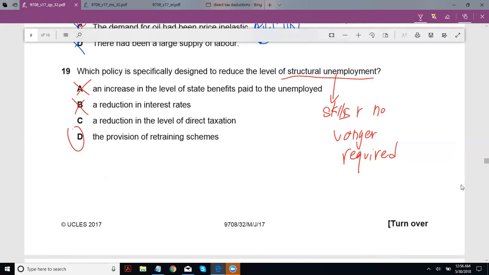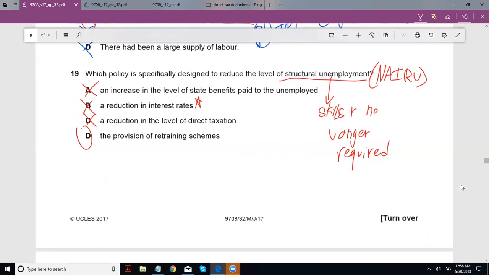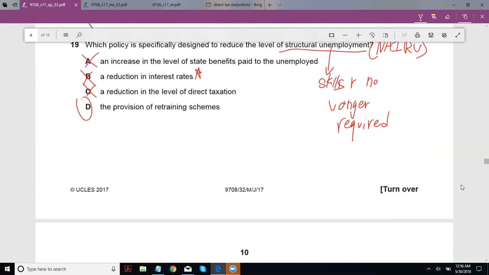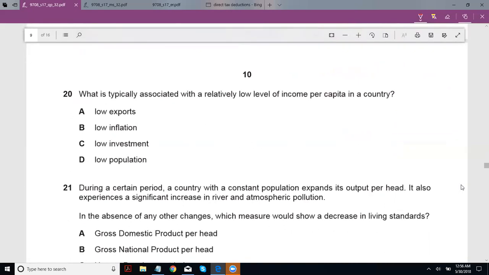If you reduce interest rates, reducing interest rates would perhaps reduce other forms of unemployment, because it is an expansionary policy. But structural unemployment is part of your non-accelerating inflation rate of unemployment, NAIRU, your natural rate. So your natural rate can only be changed by supply side policies. It can't be changed by both of these things. In fact, B and C are both fiscal policies. You can't affect your natural rate through fiscal policies, only by supply side policies.